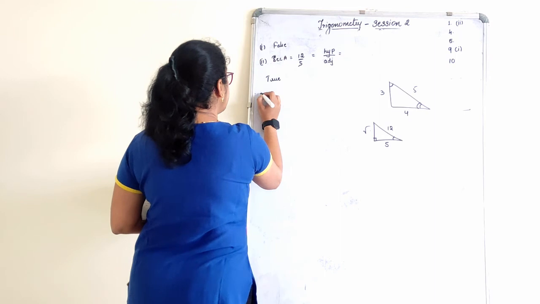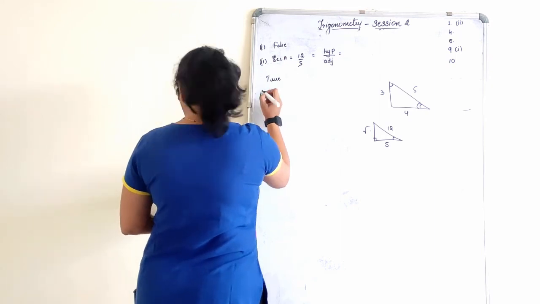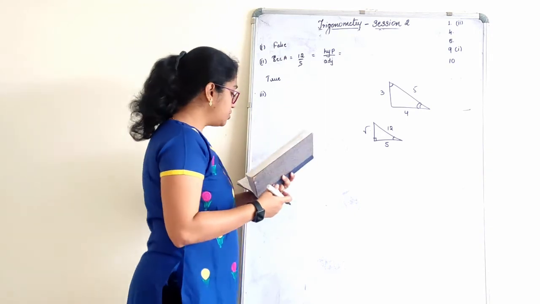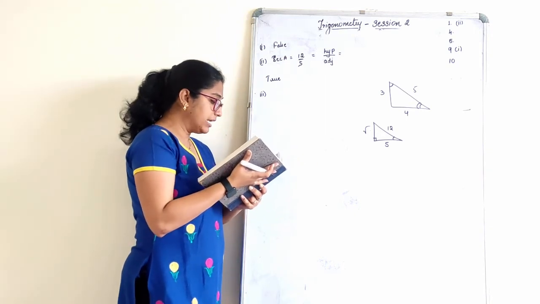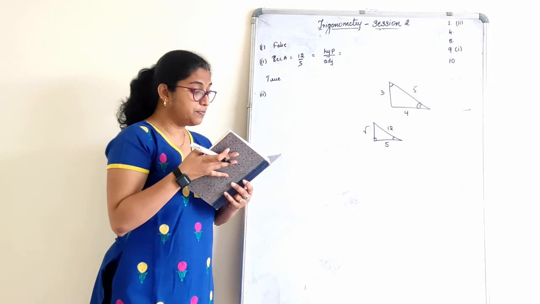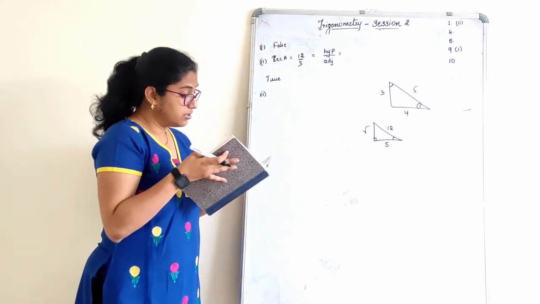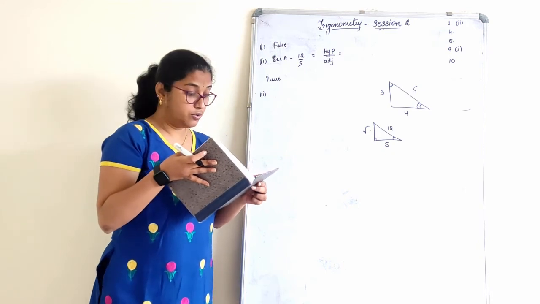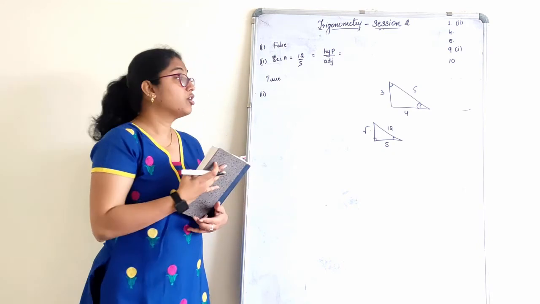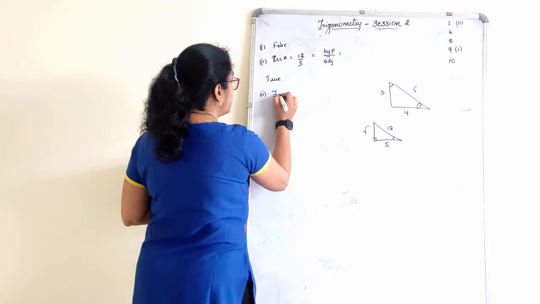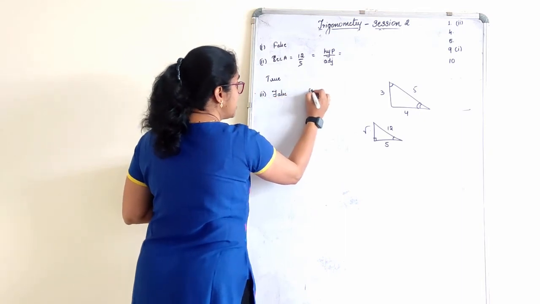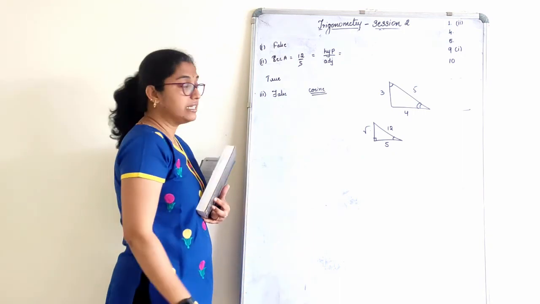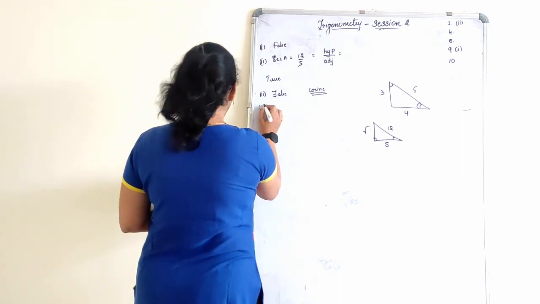I'll give you the next statement. Third one. Cos A is the abbreviation used for cosecant of angle A. No, cos A is used for what? Cos A is used for cosine of angle A, not cosecant of angle A, right? So the answer is false.